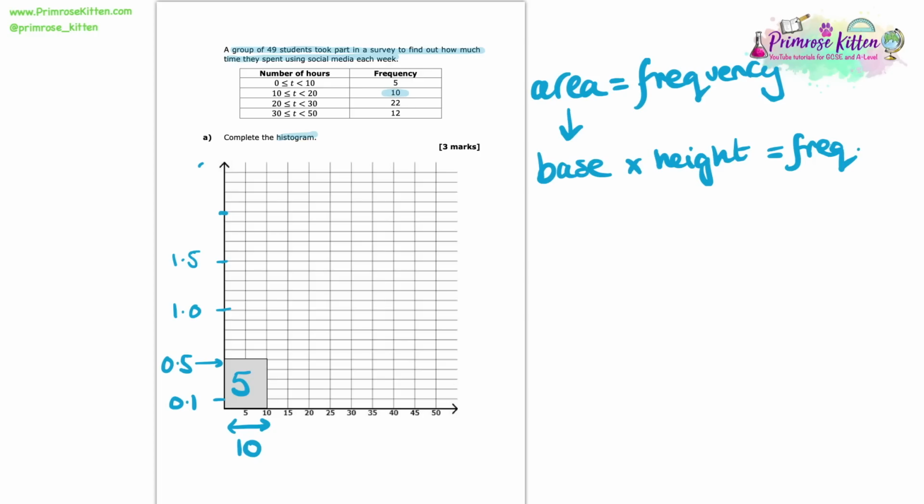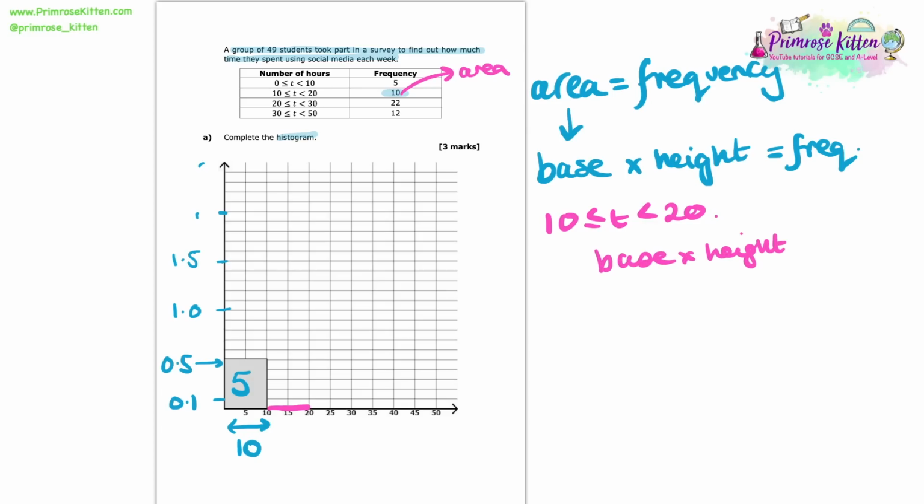So the next bar that we need to draw has a frequency of 10. Now that means that the area of it has to equal 10. Now looking at the range goes from 10 to 20, it means that its base in this case is also going to equal 10. That's how we find out the base of it. It's how big is that interval, in this case the number of hours.